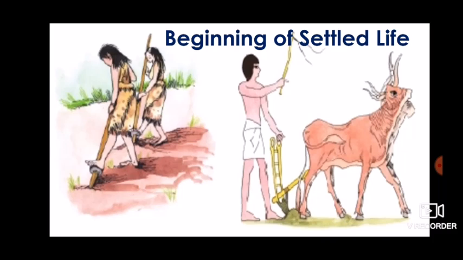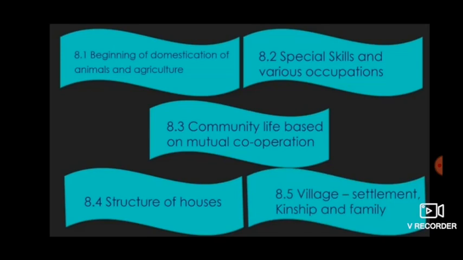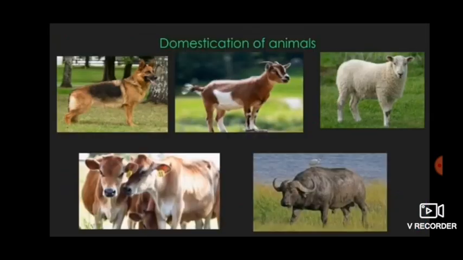We are going to divide this chapter in 5 parts. The first one is beginning of domestication of animals and agriculture. Second, special skills and various occupations. Third, community life based on mutual cooperation. Fourth, structure of houses. And the fifth one is village settlements, kinship and family. So let us begin with 8.1, that is beginning of domestication of animals and agriculture.